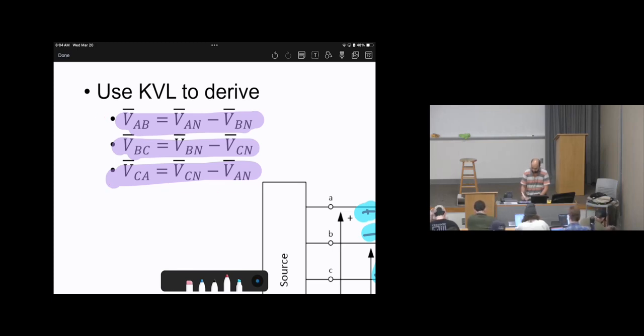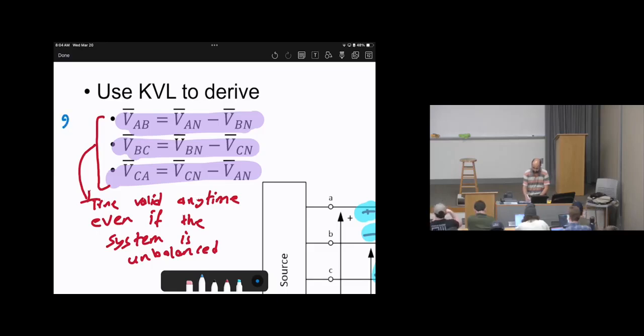Therefore, I used to call these formulas the general formulas, which are basically valid every time. You don't need to worry if the system is balanced or unbalanced. Just VAB, the first letter A minus B. VBC, first letter B minus C. VCA, first letter C minus A. That's how we know it. So you don't need to worry about how to memorize this: VAB is VAN minus VBN, and so on for the others.